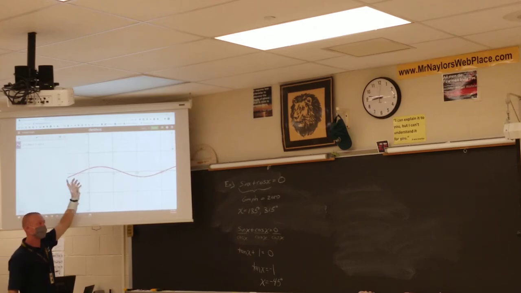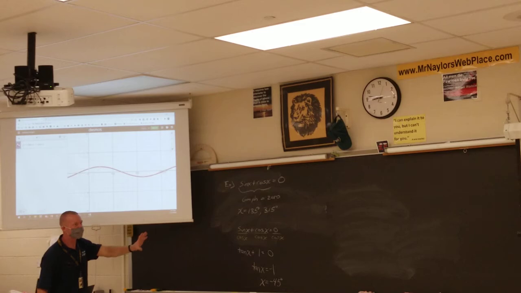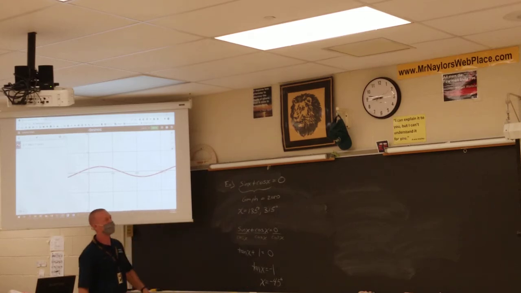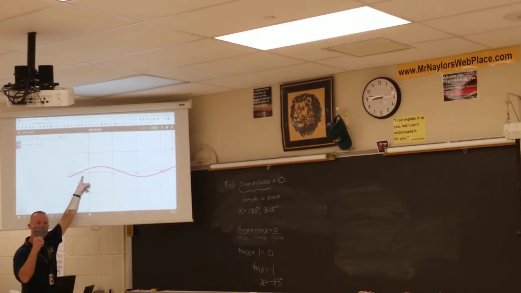Okay? Are the answers wrong? No, they're just different. These we got by looking at the graph. This we got by using algebra. It turns out that it is on the graph. It's just backwards in the negative space.